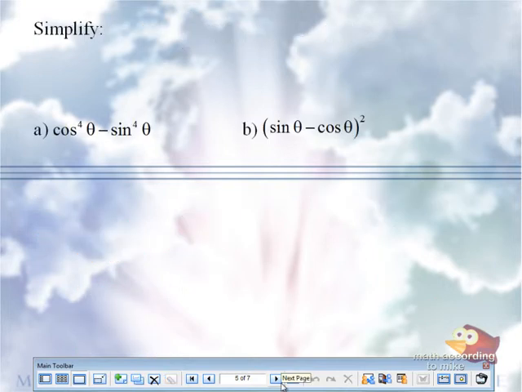I know I am. Simplify cosine to the fourth theta minus sine to the fourth theta. We'll start there. Part A, cosine to the fourth theta minus sine to the fourth theta.